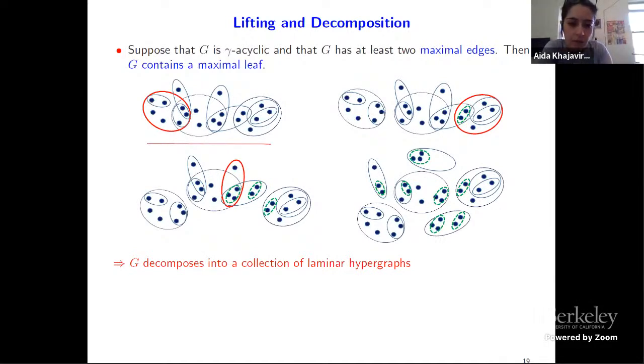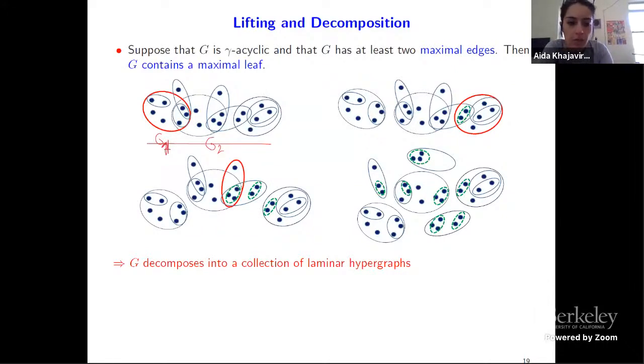So let's look at the maximal leaf. Let's call this guy G1, and the rest of the hypergraph G2. I want to use the decomposition argument. So I look at the intersection. In this case, the intersection is already an edge, so I'm good. If it's not, I will add that edge, not a problem.